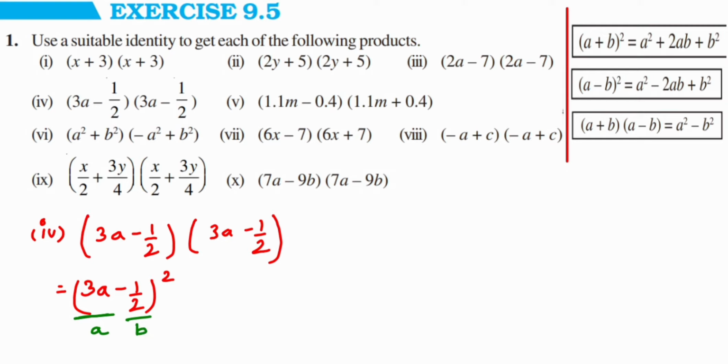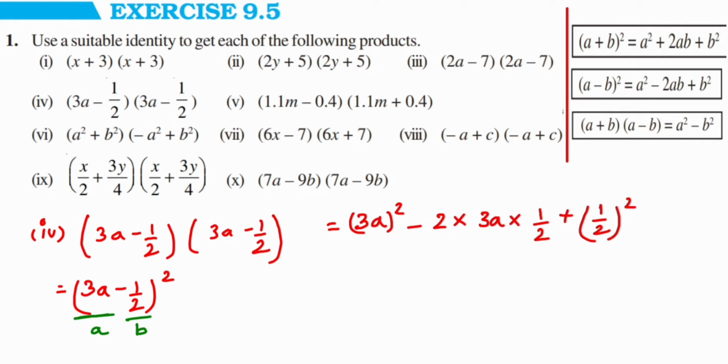So this is equal to a square. In place of a we have 3a, so (3a) square minus 2ab, so 2 into a value, which is 3a, and b value is 1/2. Don't take minus 1/2, you should take only the b value, which is 1/2. Then plus b square, so (1/2) whole square.